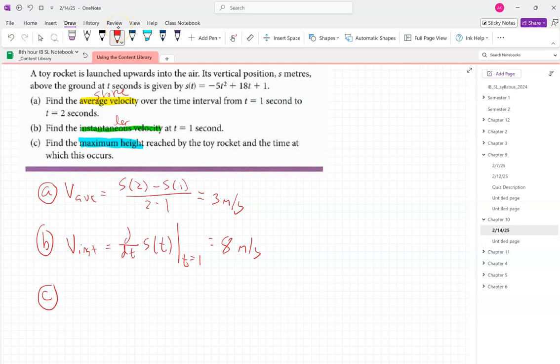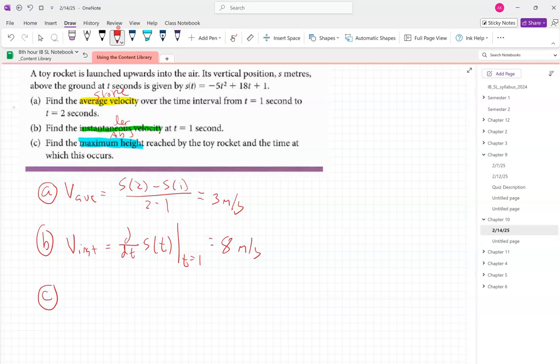Okay, part C says find the maximum height reached by the toy rocket and the time at which this occurs. So what are they asking for here? Is this a local or an absolute? Yeah, I agree from the context. What's the problem though, if I'm looking for an absolute? It didn't give us any bound. Yeah, it didn't give us the closed interval.